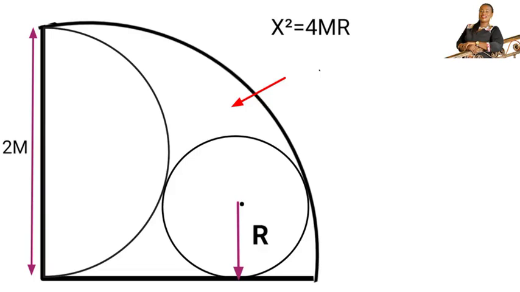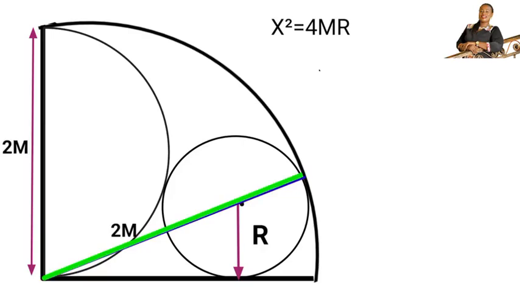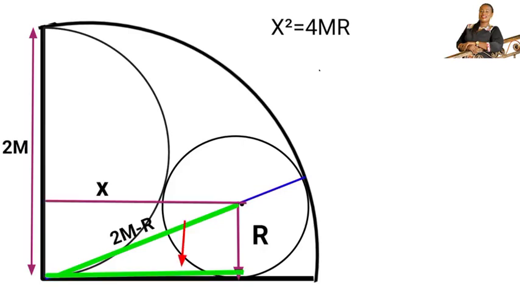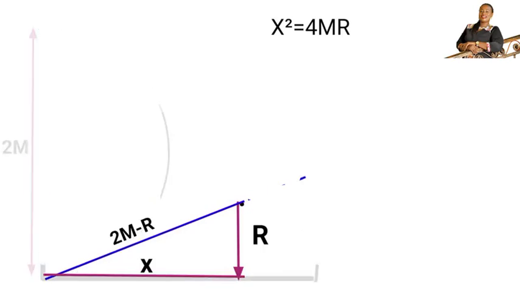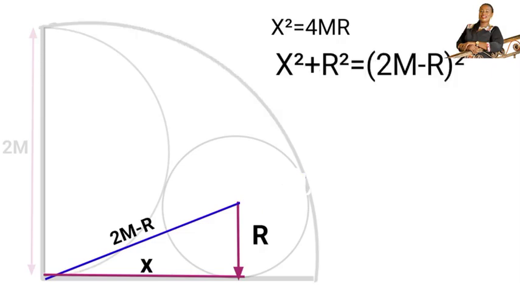Consider this quarter circle and this circle. Connect their centers, so it will pass through this point. The radius of this quarter circle equals 2m. This piece is r, so this will be 2m minus r. Now the length of this is just the same as that length called x. We can use Pythagoras theorem on this right angle triangle. So x squared plus r squared equals bracket of 2m minus r squared.